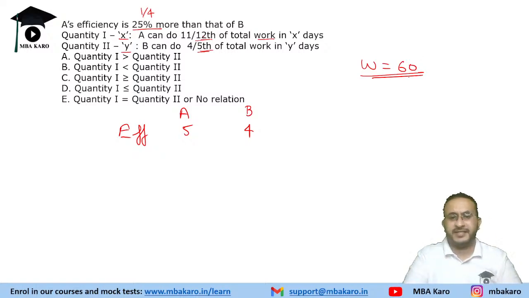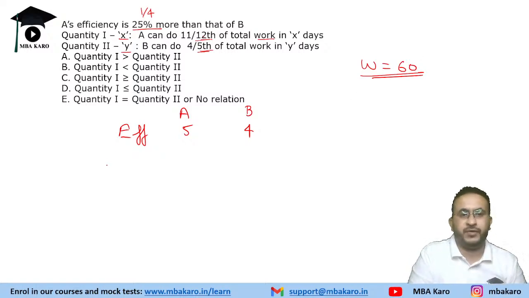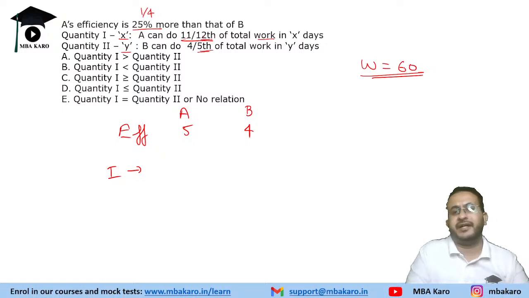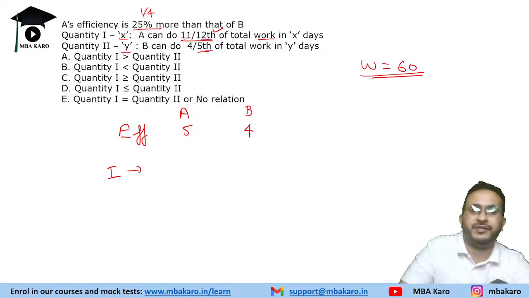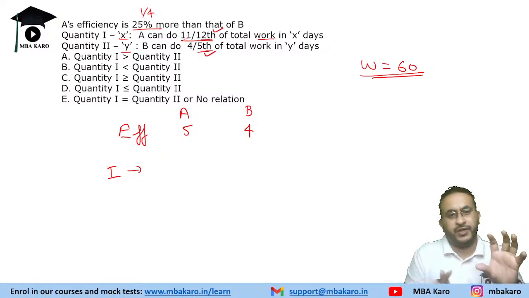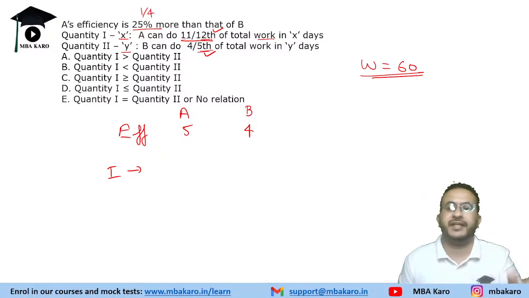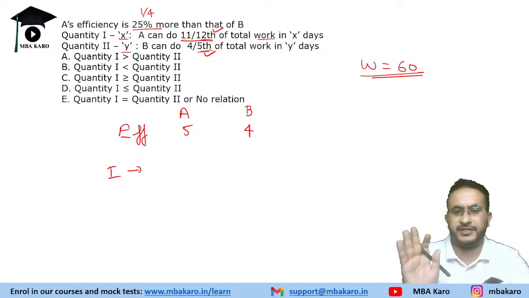if we take work as 60 units, so if you take statement 1, it says that A can do 11 by 12th of the work. Like, why are we taking work as 60 units? यहाँ पे 11 by 12th दिया है, यहाँ 4 by 5th दिया है. Okay, so 4, 12 and 5 means we will take the LCM as work. So total work 60 units हो गया.